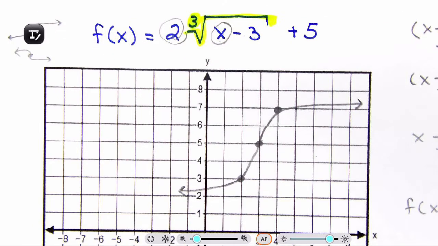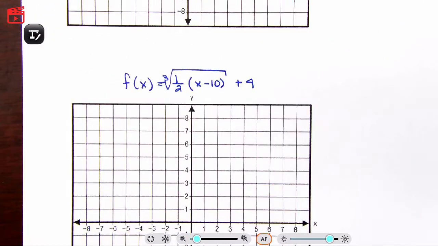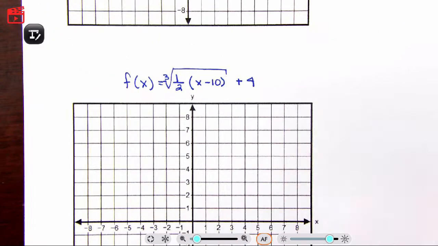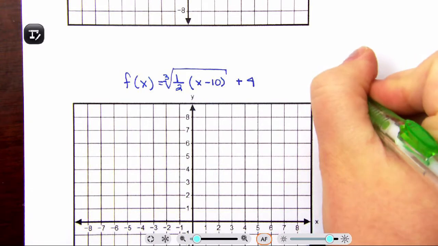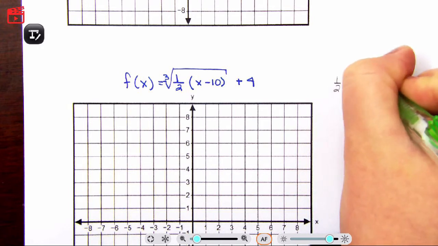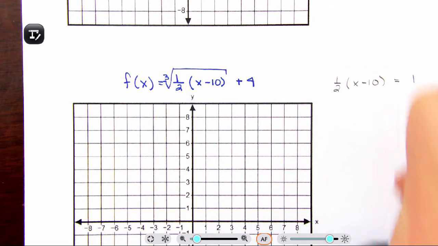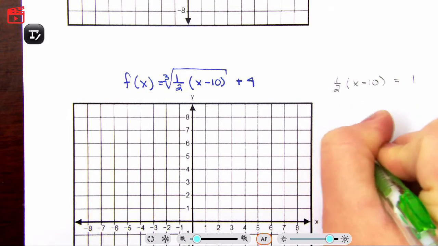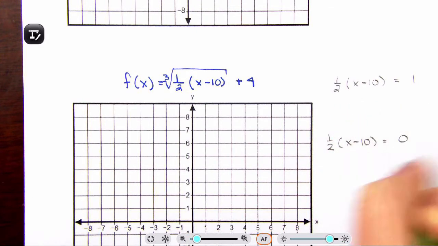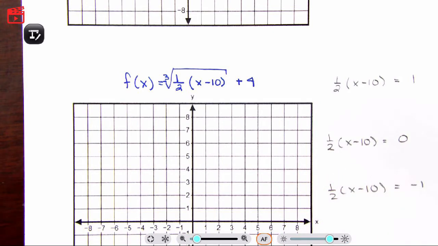And you've cracked it. So let's do one example where the equation is in the other form, where it has a B and not an A. Steps are exactly the same, you guys. So you take your inside bubble of 1/2 times x minus 10. You're going to set that equal to 1. You're going to set that equal to 0. And you're going to set that equal to -1.